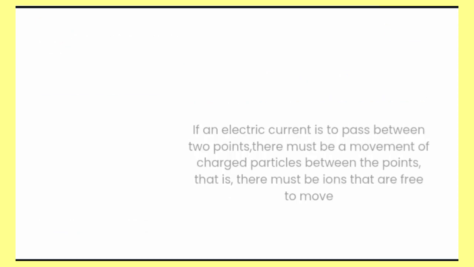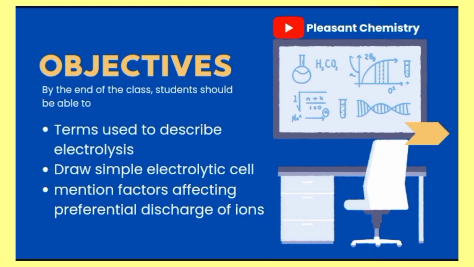to move. All right, in this class, what are those things you should expect? In this class today, we are going to be describing some terms that are used in electrolysis. I'm going to introduce the electrolytic cell to you, and the factors affecting preferential discharge of ions. Then we move to calculation proper. Is somebody excited to be in class?